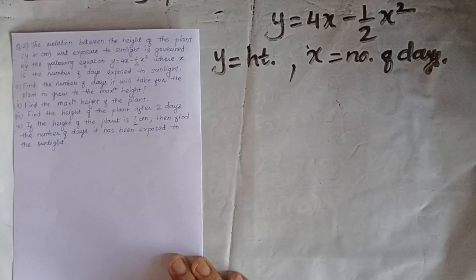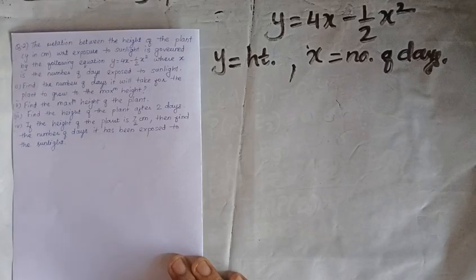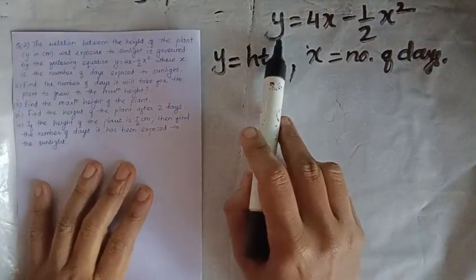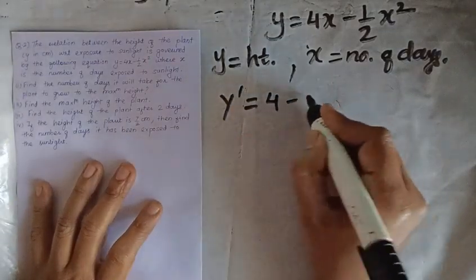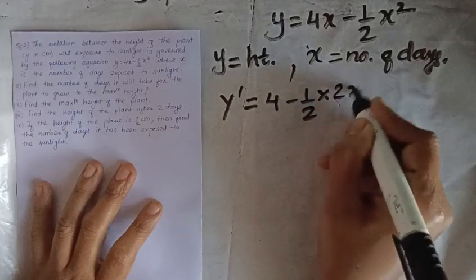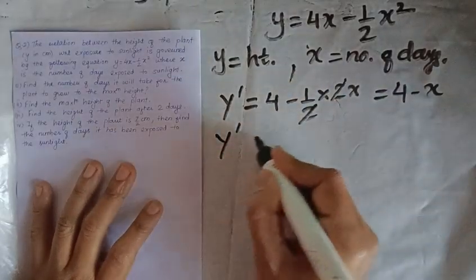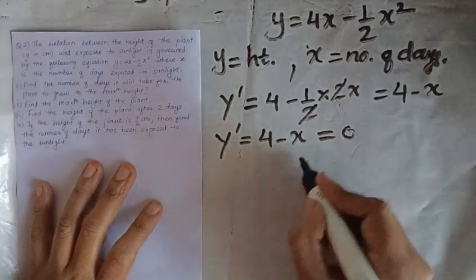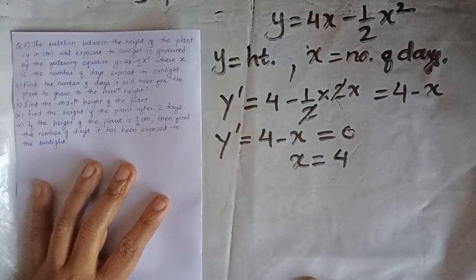Now looking at the question, you can say that this is from application of derivatives, where we have to find the maximum or minimum. So how do we find the maximum? First you have to differentiate this, right? y dash is 4 minus half into 2x, so this is 4 minus x. When we put y dash equal to 0, we get the value of x, that is the critical point, x equal to 4, right?